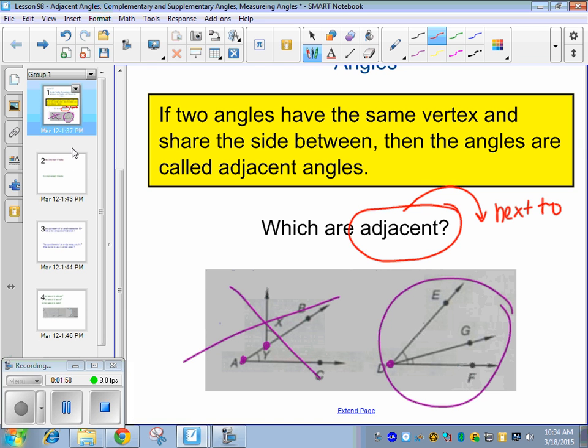Mark asks, would an angle like EGF and GDF be adjacent? Right, no, they would not. So Mark was asking, would this bigger angle be adjacent to that one? No, because it has to be next to, like in the middle, okay?